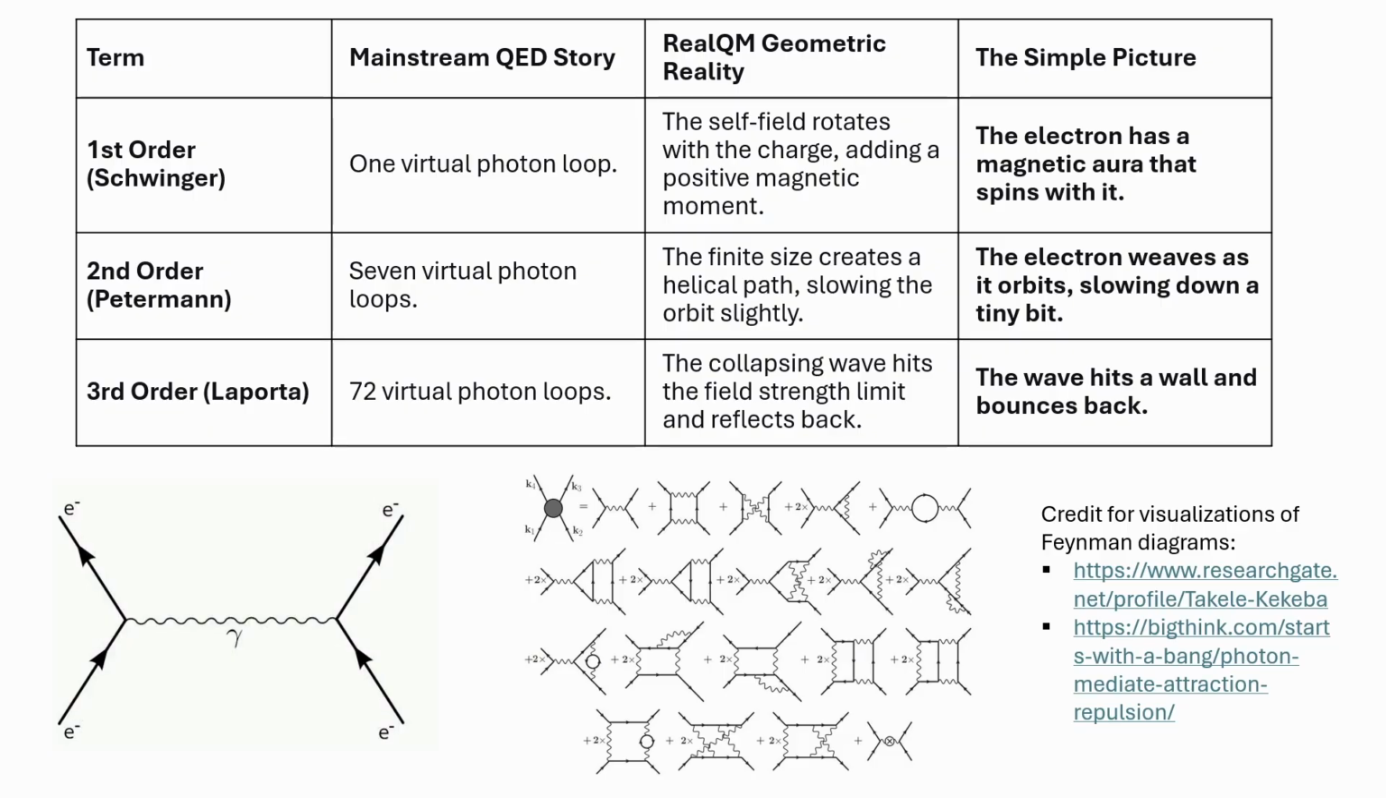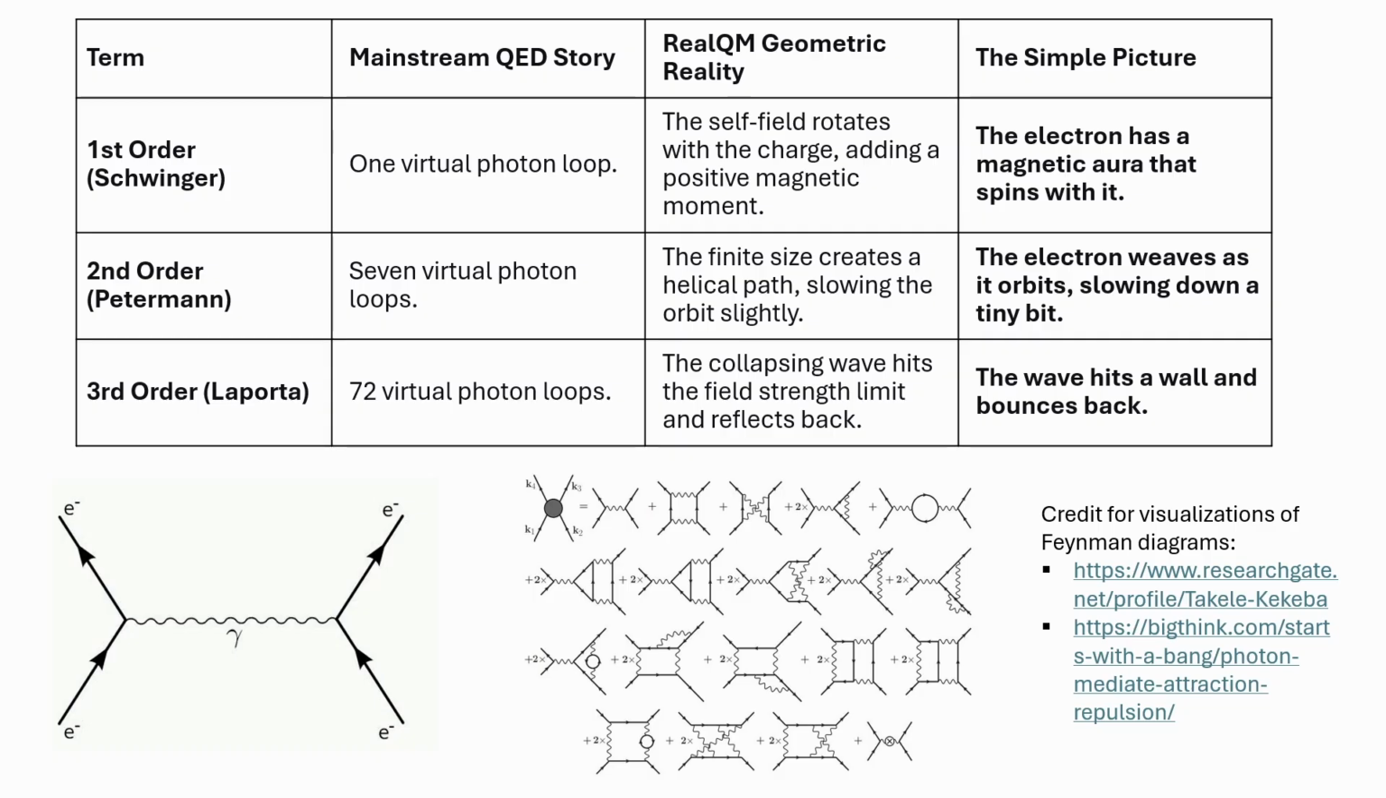To highlight the differences with the mainstream quantum electrodynamic stories, I won't go too far into it, but on the bottom left you see a one-loop, one virtual photon diagram. I never really got into it. You see an electron on the left, an electron on the right, or a charge, and then a virtual photon that gets exchanged.